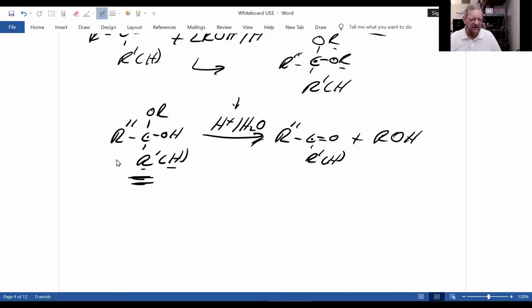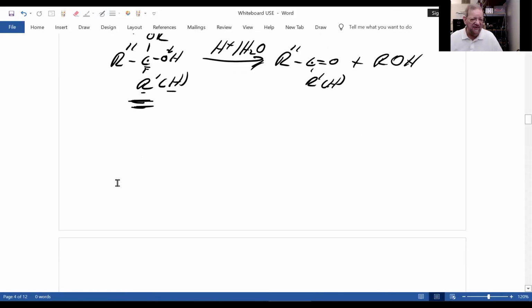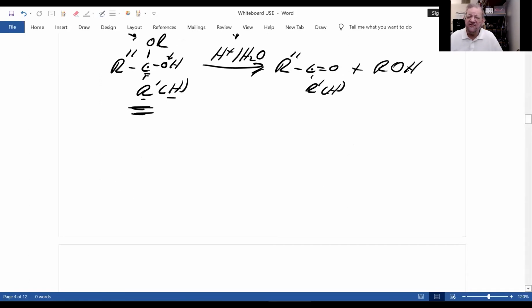And the giveaway is this is one of the only 2 places in all organic chemistry where you have 2 oxygens single bonded to the same carbon. And this is hydrolysis, acid hydrolysis of a hemiacetal or hemiketal.